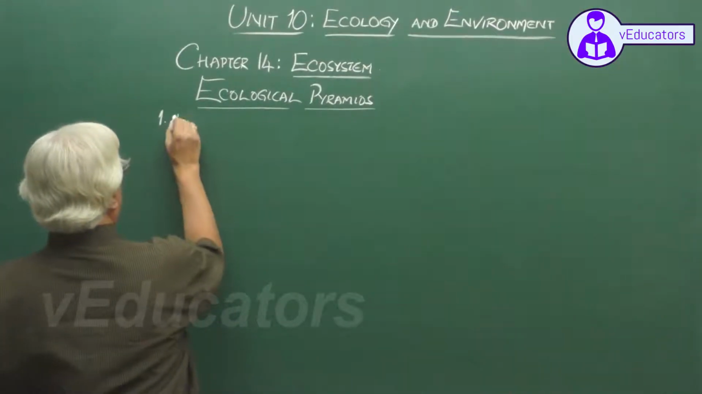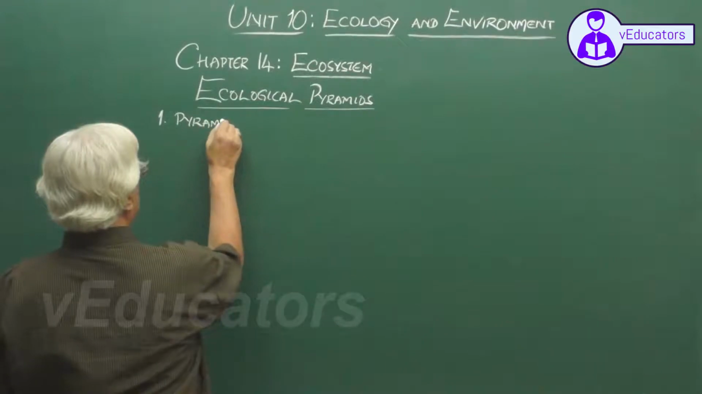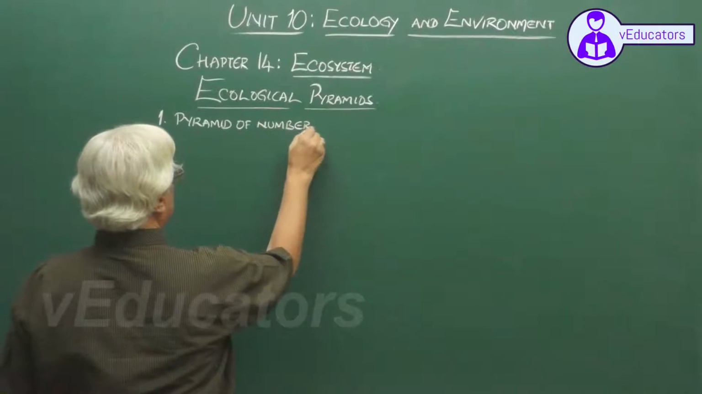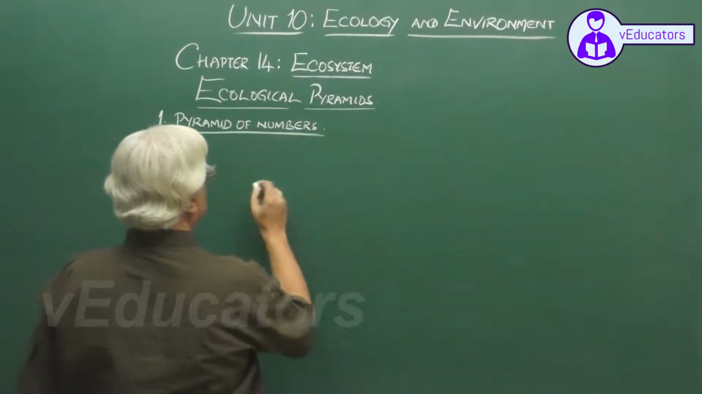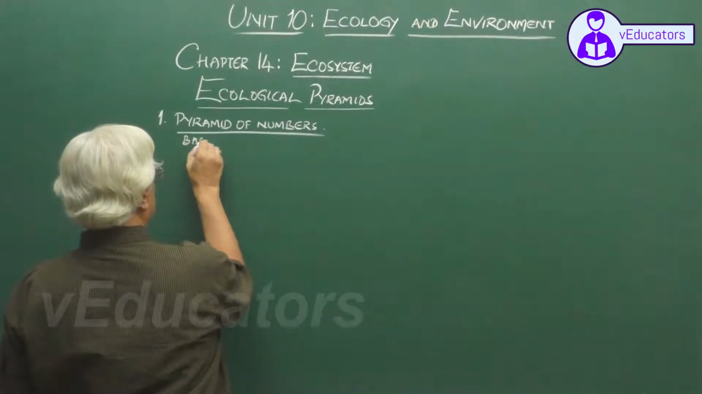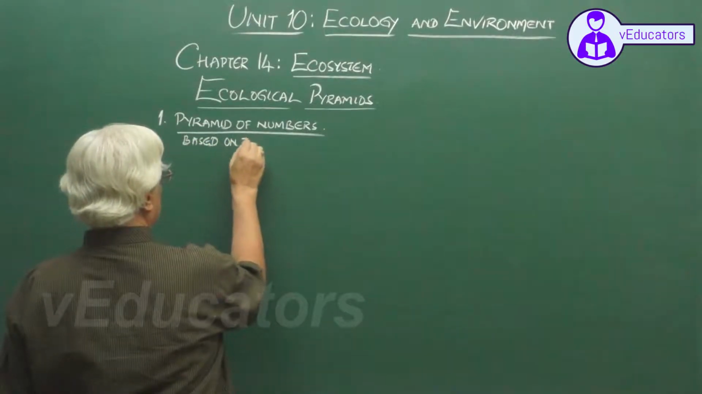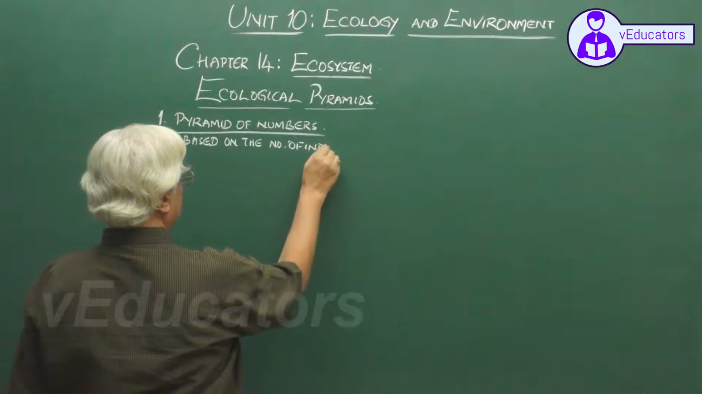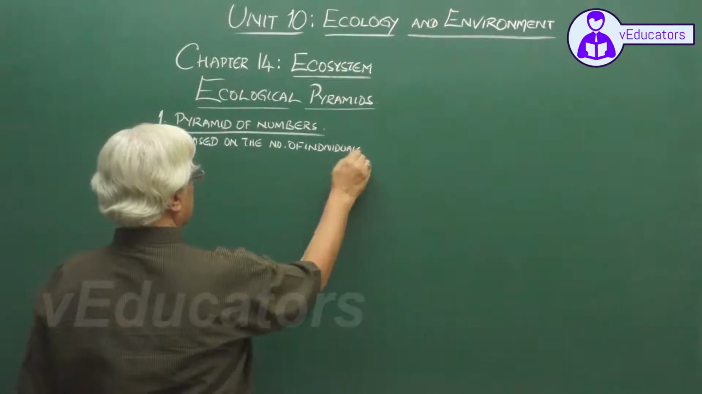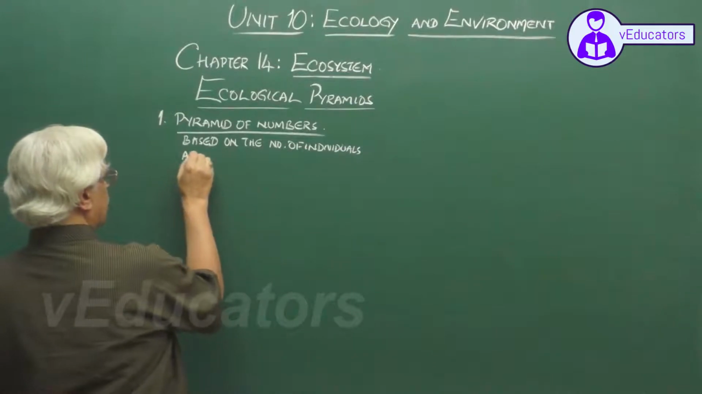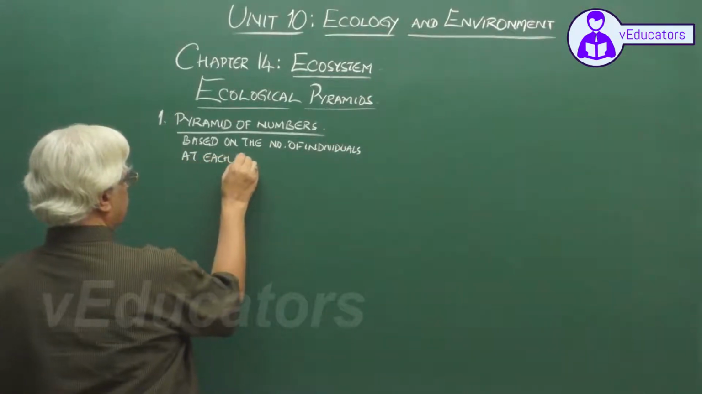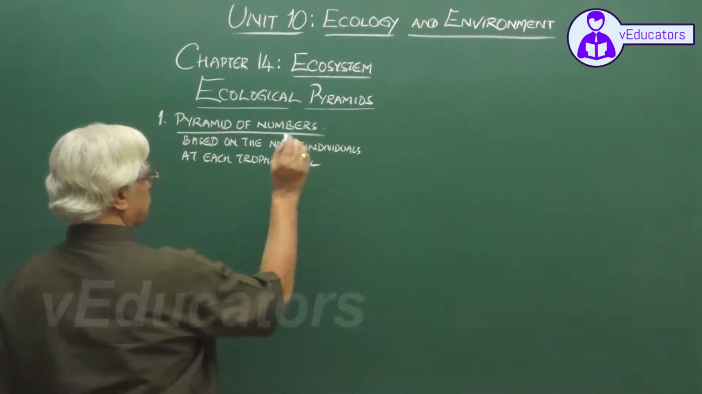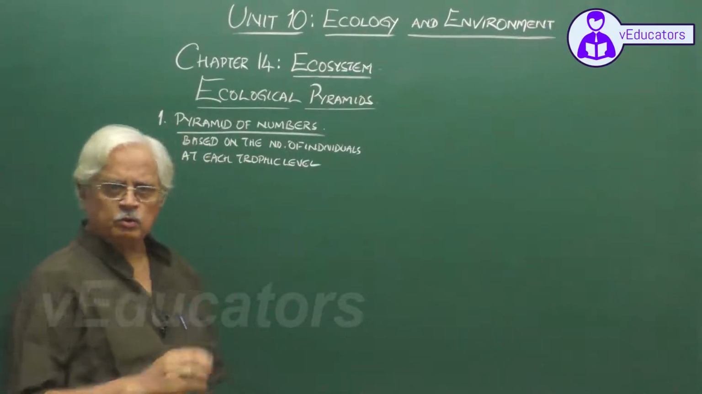Let us take up pyramid of numbers. As we have defined, pyramid of numbers is constructed based on the number of individuals occupying each trophic level.